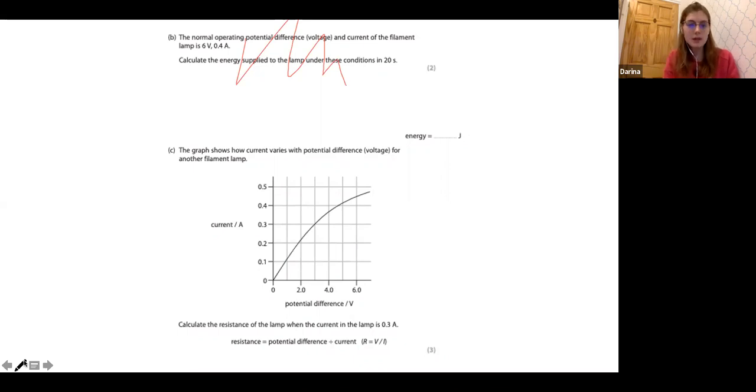So remember, you're going to have to read off the graph for this one. And it's not the gradient method, because this is a non-ohmic resistor and you can't use the gradient method for a non-ohmic resistor. So here we're just using the equation. So can anyone have a go? What would the resistance of this lamp be? And when you've got an answer, just post it in the chat.